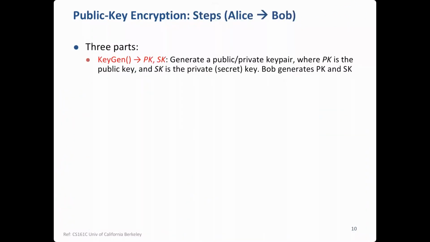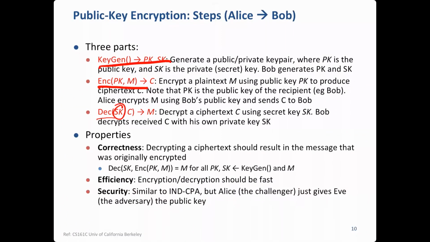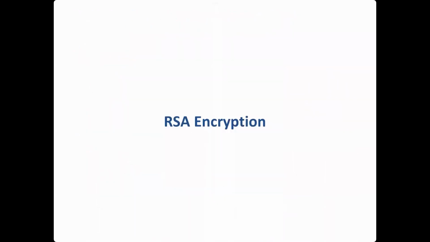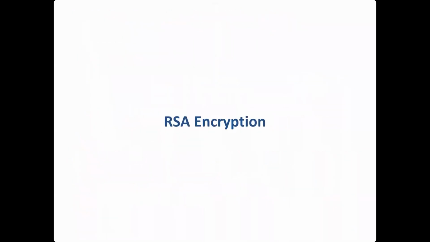So basically, public key encryption has three parts. First is key generation. If Alice and Bob are sending messages to each other, then both will generate a public key and a private key. And then encryption with the recipient's public key. And when the recipient receives it, he will use his private key to decrypt the message. Okay, just three steps. And these are the properties. We'll skip the properties. Please go through it, and I may ask some questions based on this.